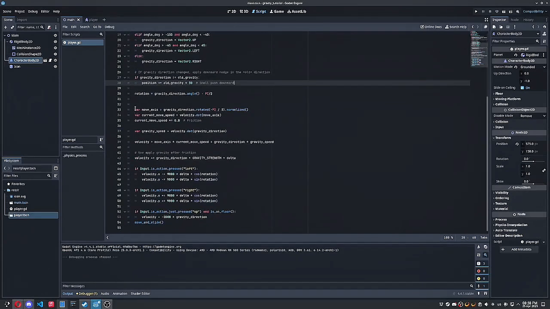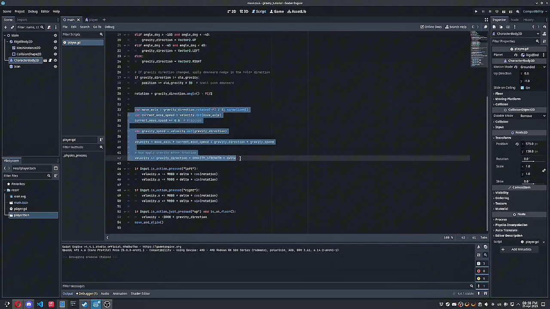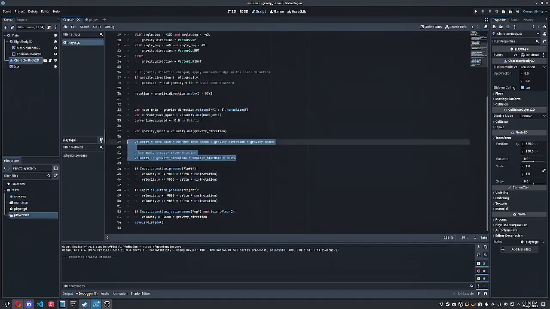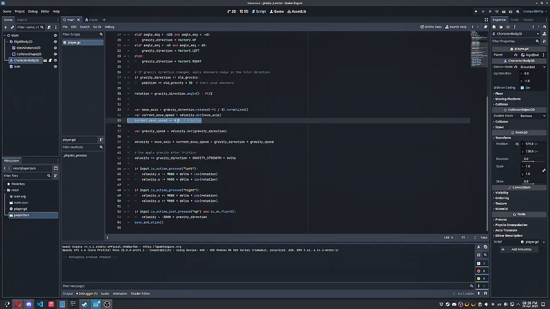Next, we have this chunk. What this does, these are basically our velocities before we set our velocity. This is our friction constant. You can make this whatever you want. You can make this 0.9 to be a little bit more slidey. I like mine at 0.8. Current move speed is exactly what it sounds like.